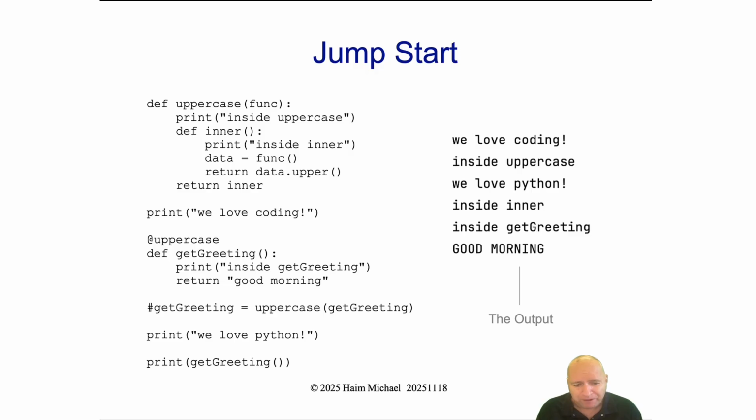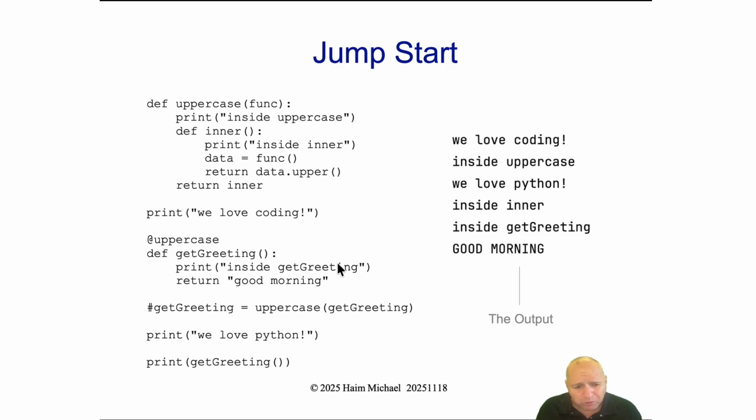So what actually happens, and I put that in a comment, is that the uppercase function is invoked, getGreeting is passed over, or to be more precise, what is passed over and is assigned to the func parameter of the uppercase function is the reference to the object that represents the getGreeting function. So as you can see, the next output is the text inside uppercase because the uppercase function is invoked.